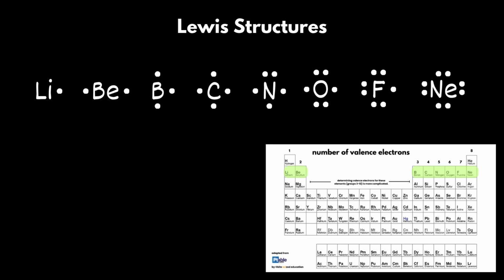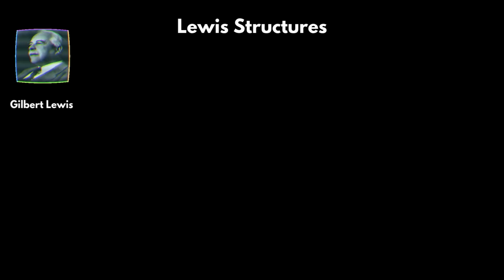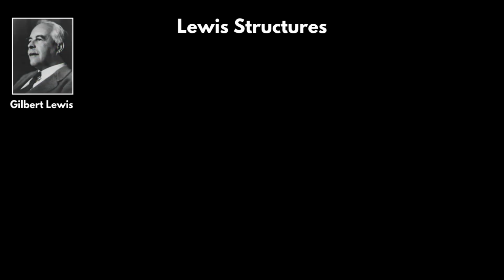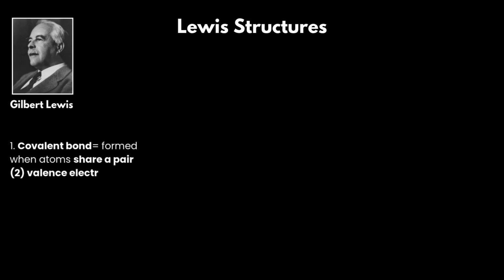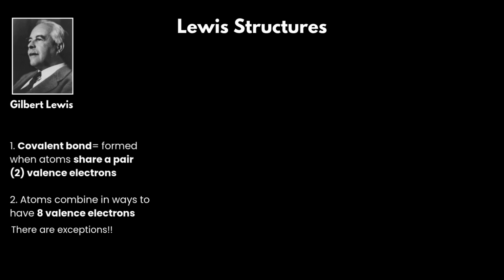Now, before we go any further, it's actually helpful to understand who developed these and why. These structures were developed by an American chemist, Gilbert Lewis, in 1916, and he used these to explain the role of valence electrons in covalent bonding. And he had 2 rules. First, a covalent bond was formed between atoms when they share a pair of valence electrons. Second, atoms were combined in ways so they had 8 valence electrons. Sometimes we call this a full shell.